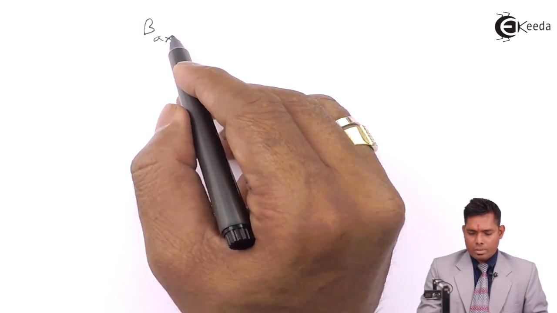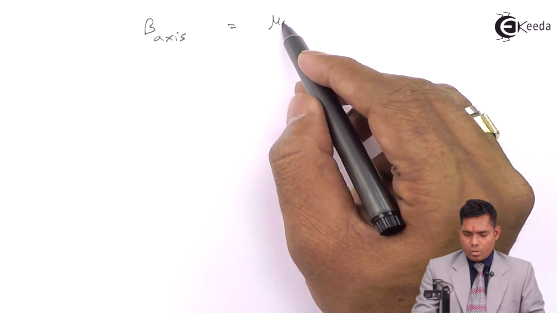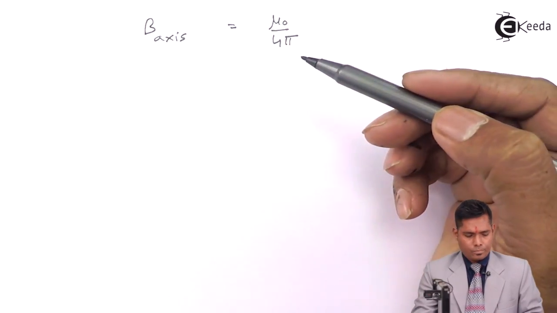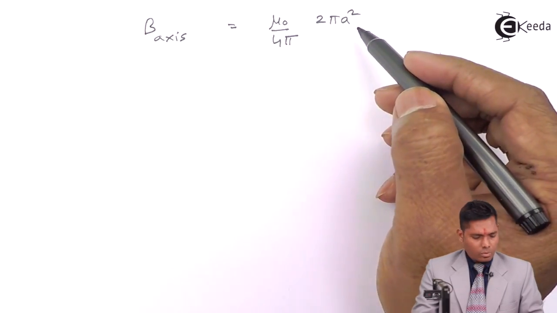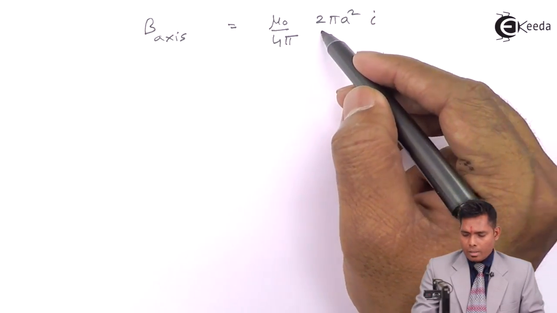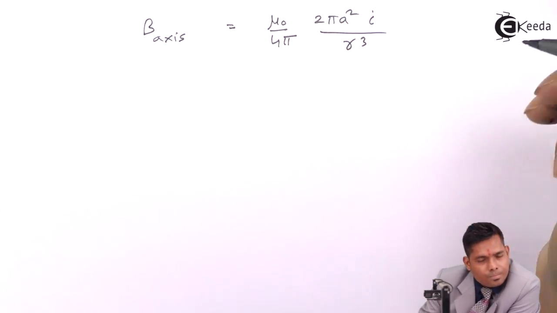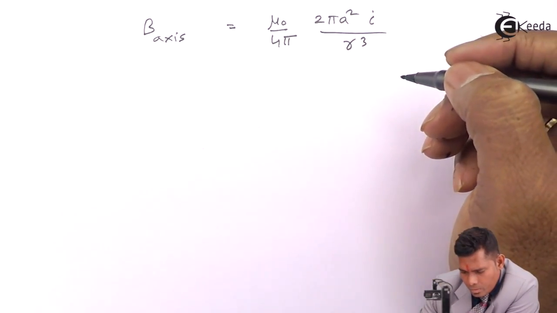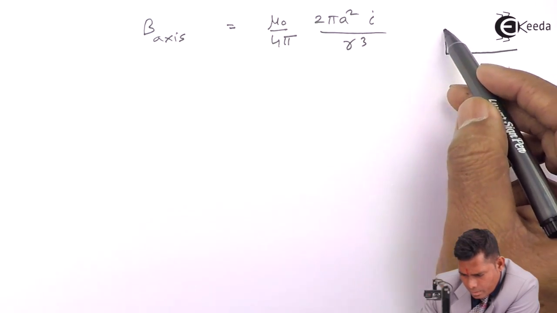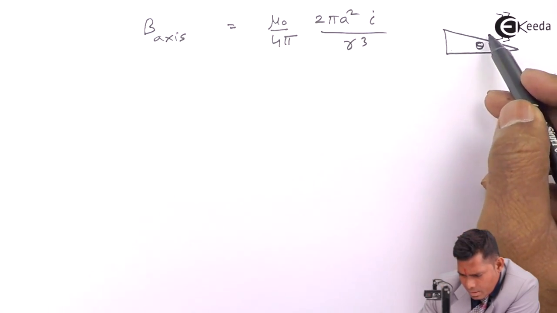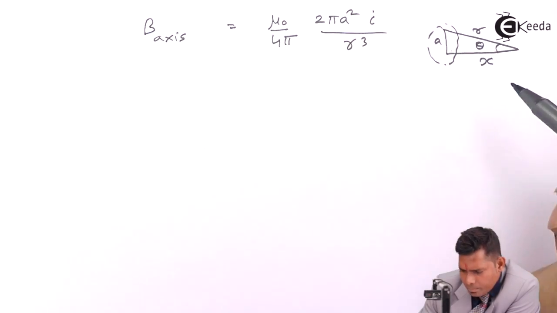B on the axis of a coil is mu 0 upon 4 pi, 2 pi A square comes out, I also is there, R cube is also there. Now, what was the triangle? The triangle is like that. This is theta, this is R, this is X, this is A, the radius of the coil.